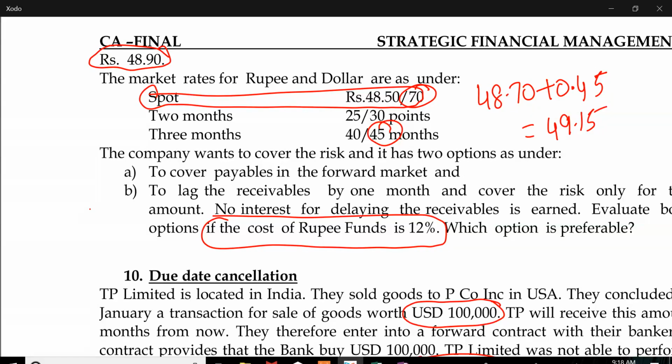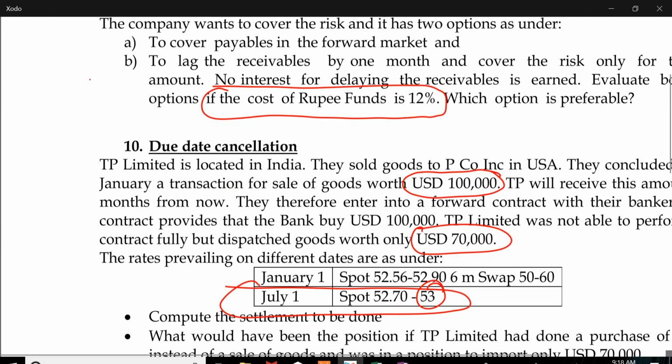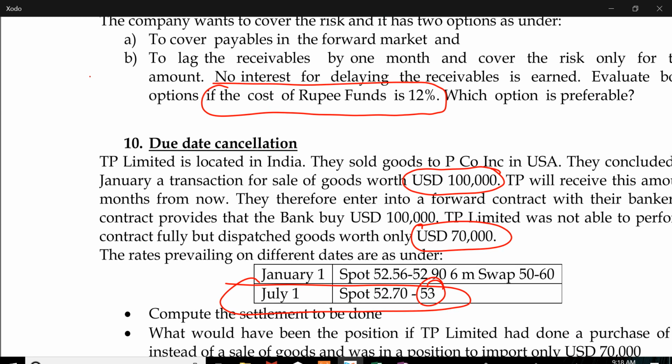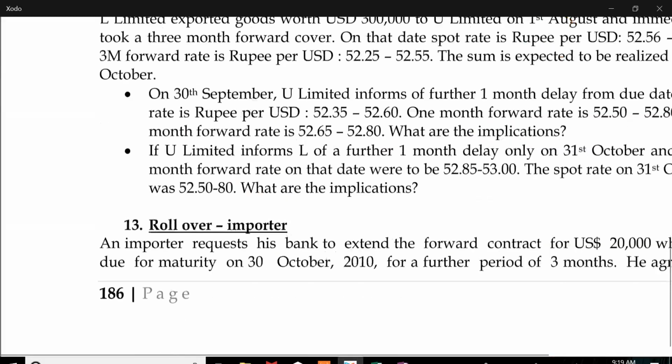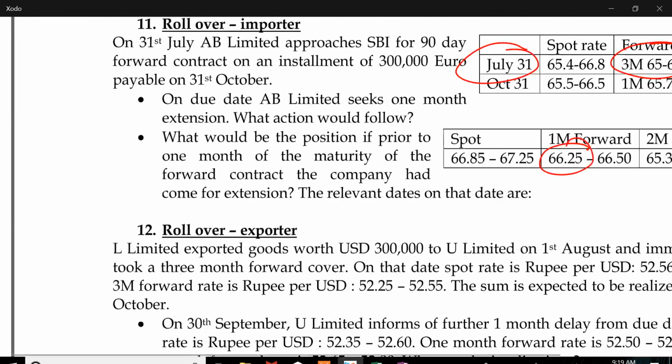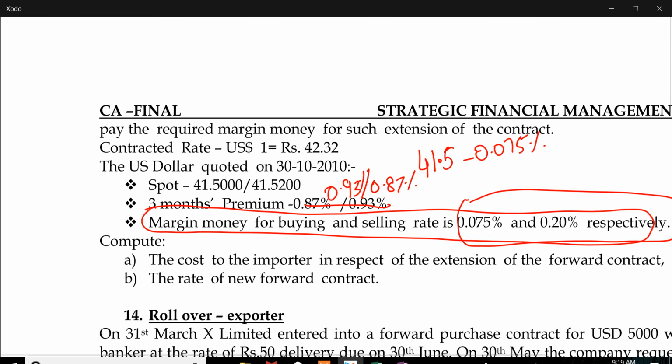Question 9. We need to consider interest income/interest saving for receipt of money in month 2. Question 10, 11, 12, no special adjustment.